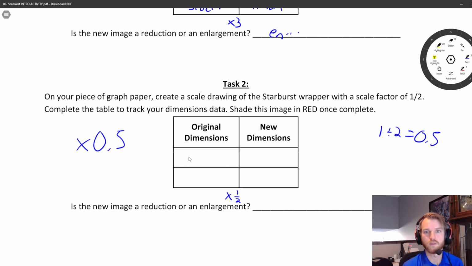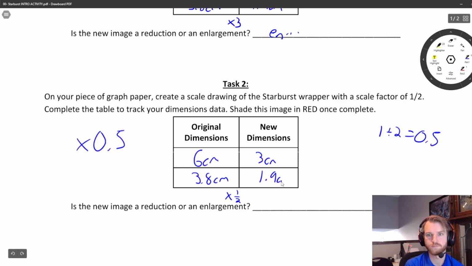So we would still take our original dimensions of our very first one, 6 centimeters and 3.8 centimeters, and multiply by our scale factor again. For this new drawing, we're multiplying by 1/2 or 0.5. Either way will work just fine. 6 times 0.5 would give me 3, and 3.8 would be 1.9 centimeters. And I would say this one is a reduction because my new image is going to be smaller, and I would draw this on my graph paper just like I did the last one.